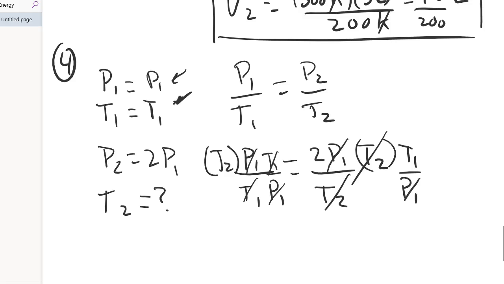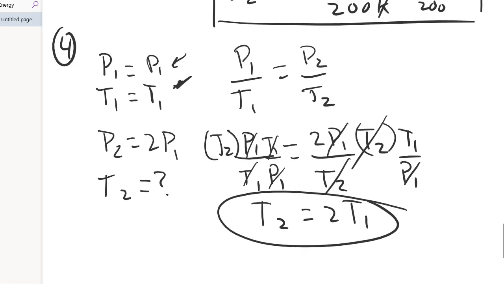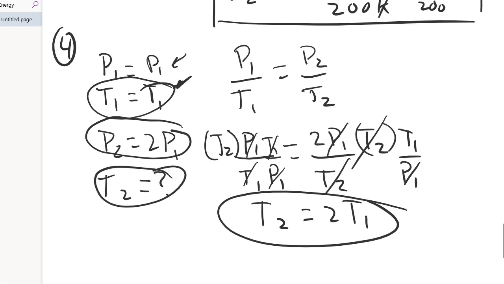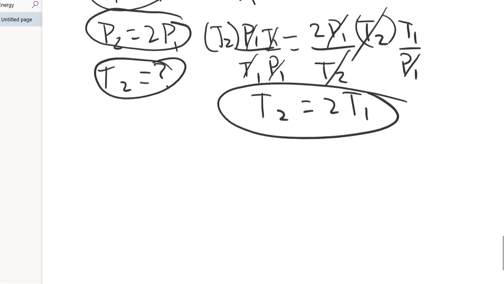And what we end up with, when we cancel everything out, is the second temperature equals 2 times the first temperature. So that is the same thing that we found when we were working with volumes. If we increase the pressure by twice the amount, then the temperature is going to increase by twice the amount. They're directly proportional, which is important for you to remember, this whole idea of directly proportional. That means you change one in one direction, it'll change the other value in the same direction.